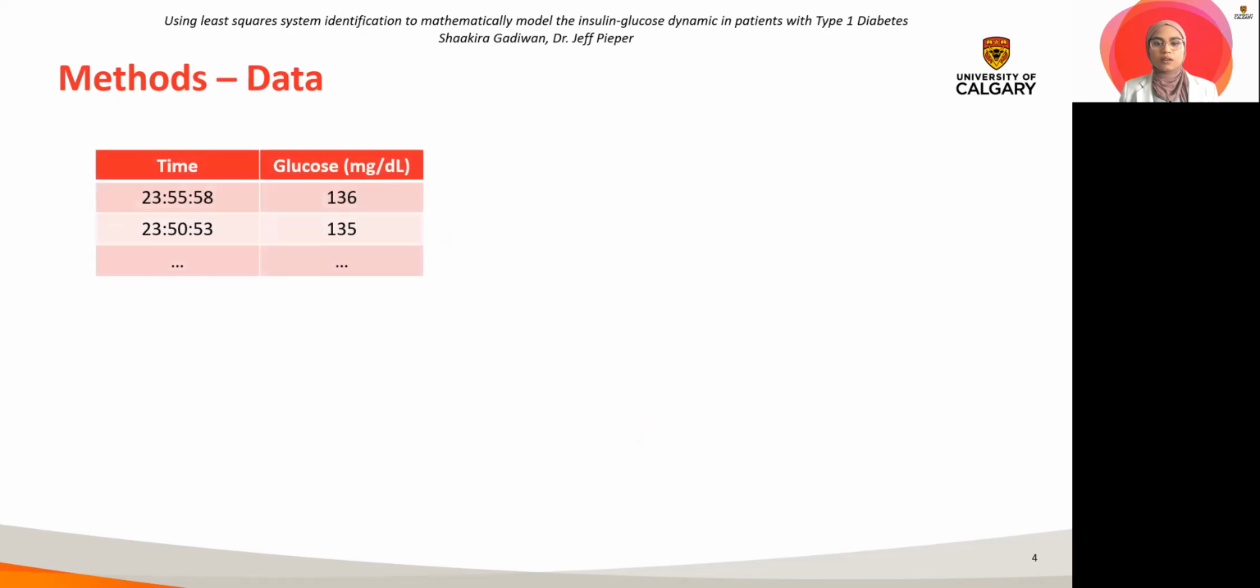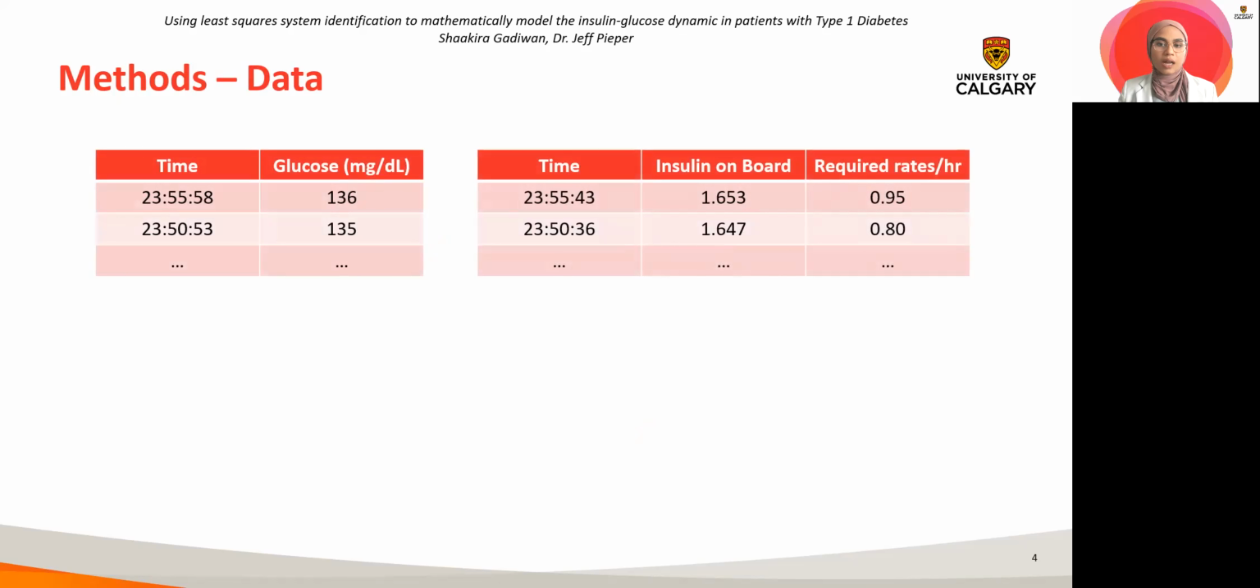The first set are the blood glucose measurements, and the second set are the measurements of insulin on board, or IOB, and a required rate per hour of insulin based on observations the system made on the patient's carbohydrates intake, exercise, and glucose level. I then averaged the required rates for each hour and added those values to the IOB to get a holistic view of how both glucose and the disturbances affect insulin levels in the body.